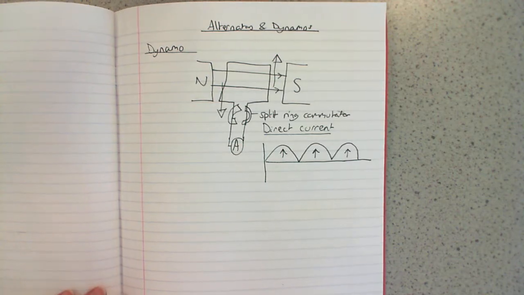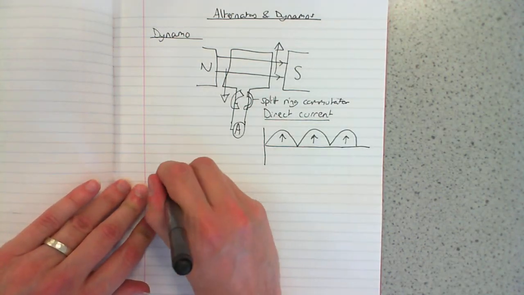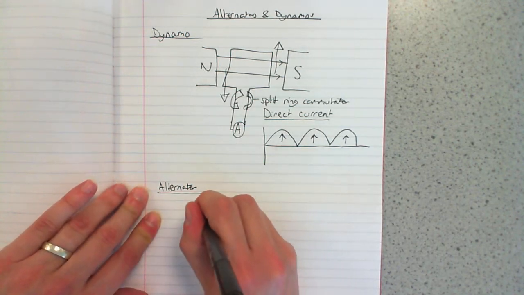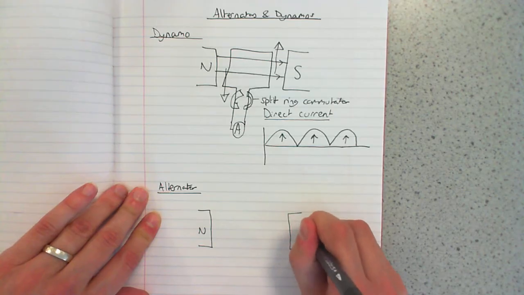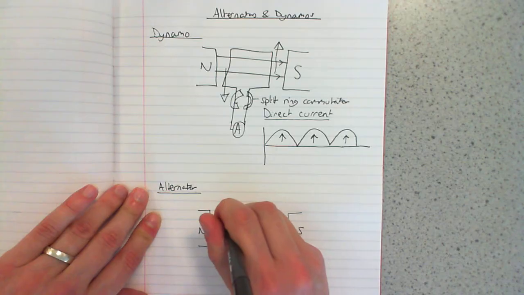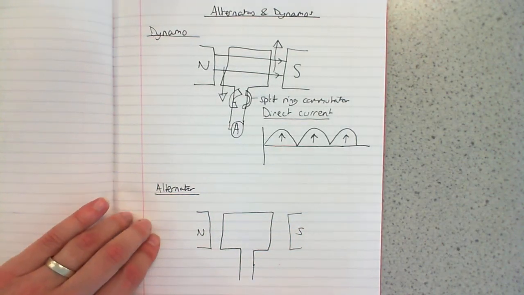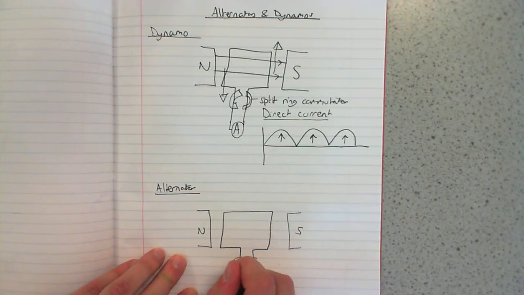An alternator has got a slightly different setup. So alternators, we've still got a permanent magnet. We still have the coil between the permanent magnets. But this time, instead of having a split ring commutator, we have slip rings and brushes.